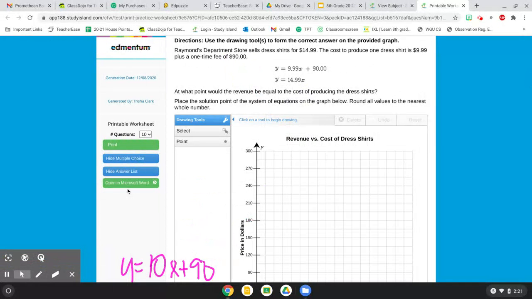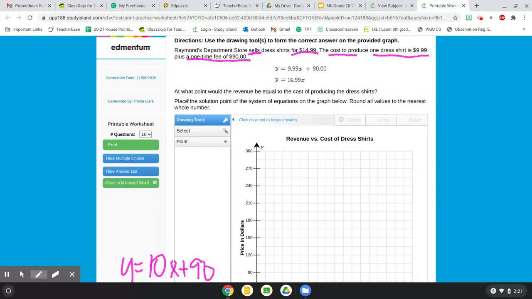All right, last one for today. This one tells us that Ray's department store sells dress shirts for $14.99. The cost to produce one dress shirt is $9.99 plus a one-time fee of $90. So the first one is what they're selling, and the second one is the cost to make it.